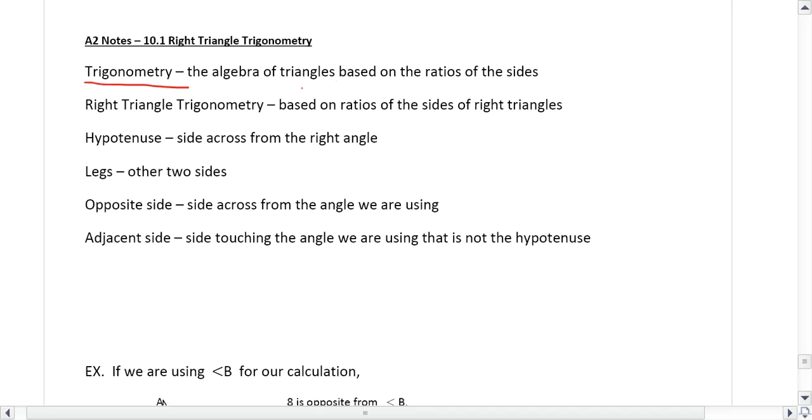With the triangles that we'll be studying, we look at the measurements of their sides. What was discovered long ago, that God put into creation, is that the ratios of the sides of the triangle, whether you have a very tiny triangle or a very large one, if their angles are the same, the ratios of their sides are the same. So this has very many applications. Of course, right triangle trigonometry is the study when you have a right angle in the triangle, and that's what we're going to be focused on.